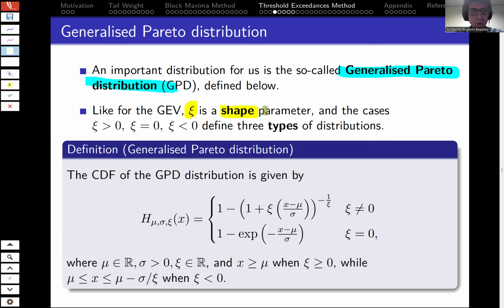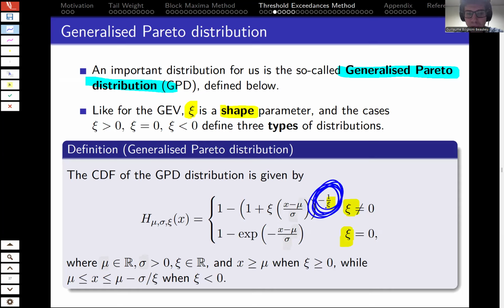Then there are two other parameters, mu and sigma. And you see in the expression, same as with the GEV, with this new distribution that I call GPD, you have two definitions. One is for the case Xi is not 0, and one is for the case Xi is exactly 0. Now, why do we need those two definitions?